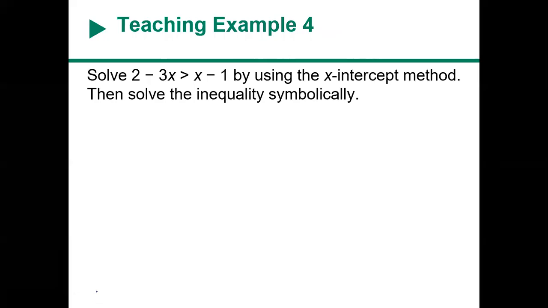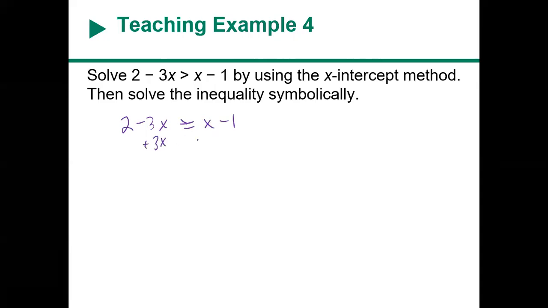All right, so here we have: solve 2 minus 3x is greater than x minus 1 by using the x-intercept method. Then solve the inequality symbolically. So the x-intercept method is just saying to find where they intercept. This method wants you to solve it as if they're equal to each other. So 2 minus 3x equals x minus 1.